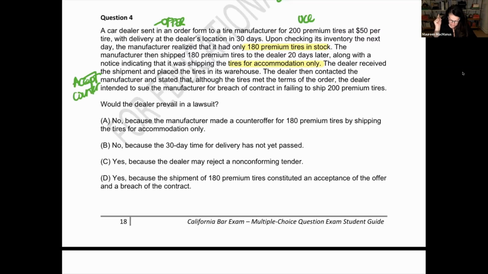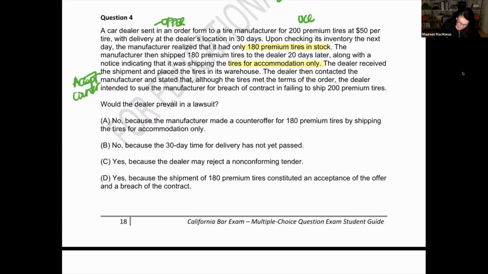So dealer received the shipment, placed the tires in its warehouse. The dealer then contacted the manufacturer, stated that although the tires met the terms of the order, the dealer intended to sue the manufacturer for breach for failing to ship 200. Can't do that because it was an accommodation. So will the dealer prevail in a lawsuit? No, they absolutely won't. No, because the manufacturer made a counter offer for 180 premium tires by shipping the tires for accommodation only. That looks like it's the correct answer here.